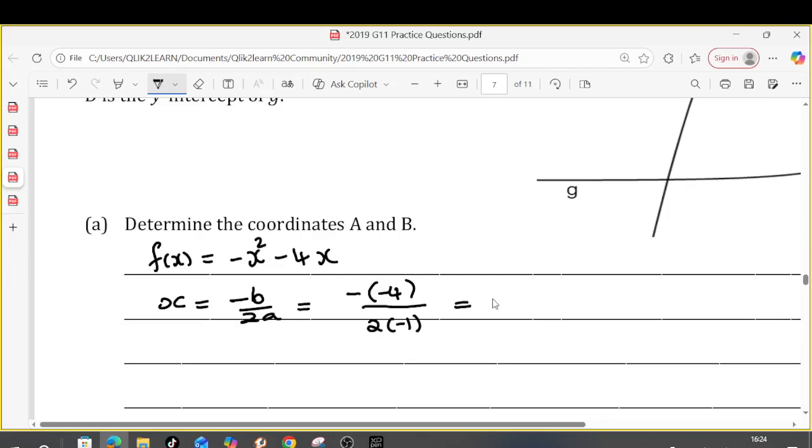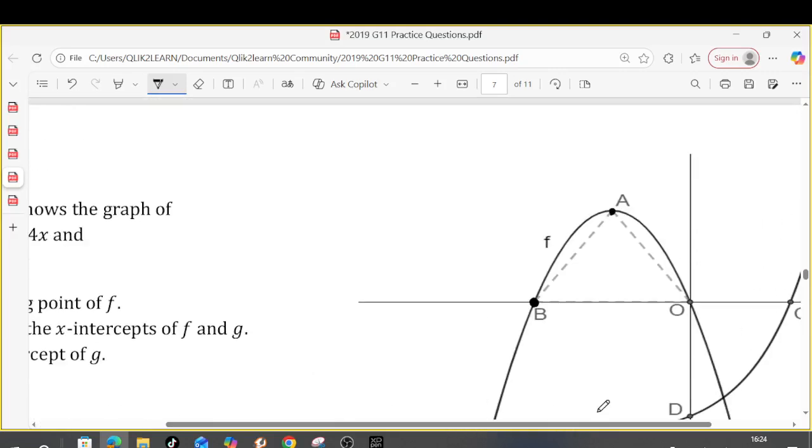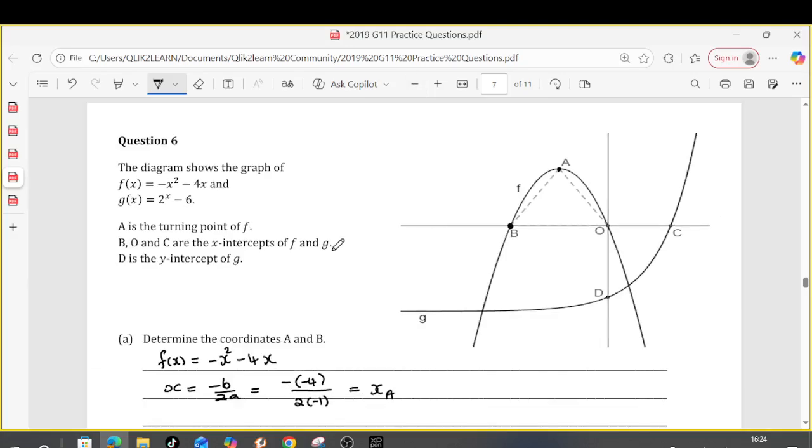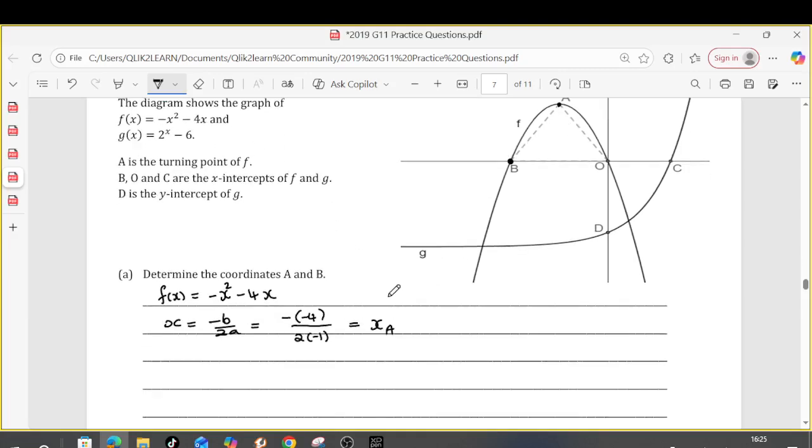Therefore, when you work this out, what is the x coordinate of A? The answer that you get is the x coordinate of the turning point. And if we still remember, they said that our turning point A is the turning point of the graph. I hope that makes sense. Everyone can see that.